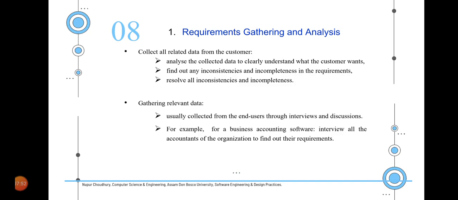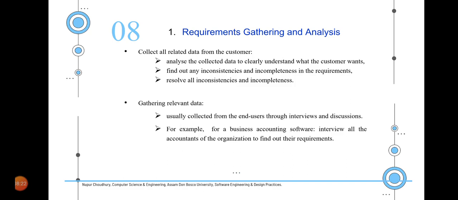Talking about requirement gathering and analysis, the main aim of this part is to collect all the related data from the customer and analyze this data to clearly understand the customer requirements. Here, the developers will also try to find out the inconsistencies and incompleteness in the requirement and resolve them. Now, after the data is being collected or gathered, it is also analyzed.